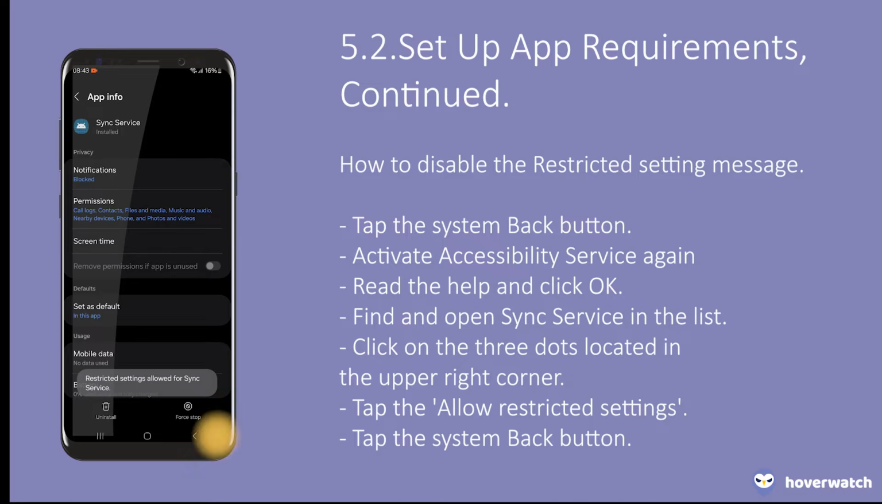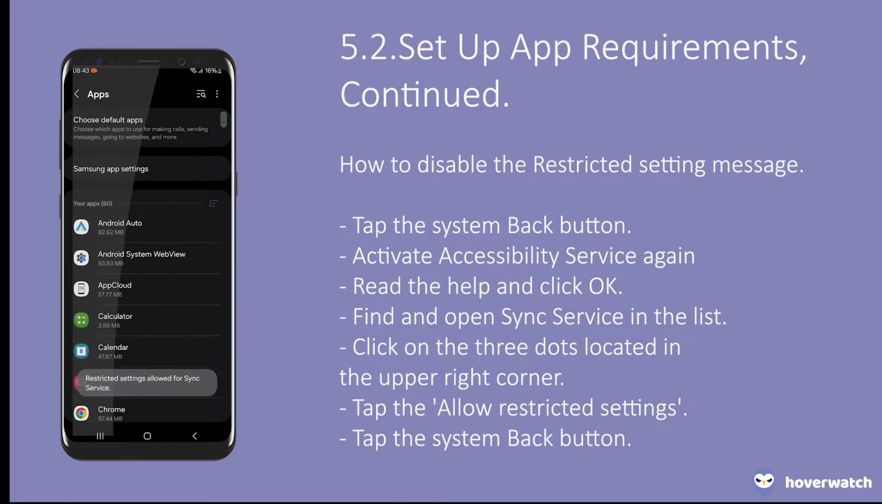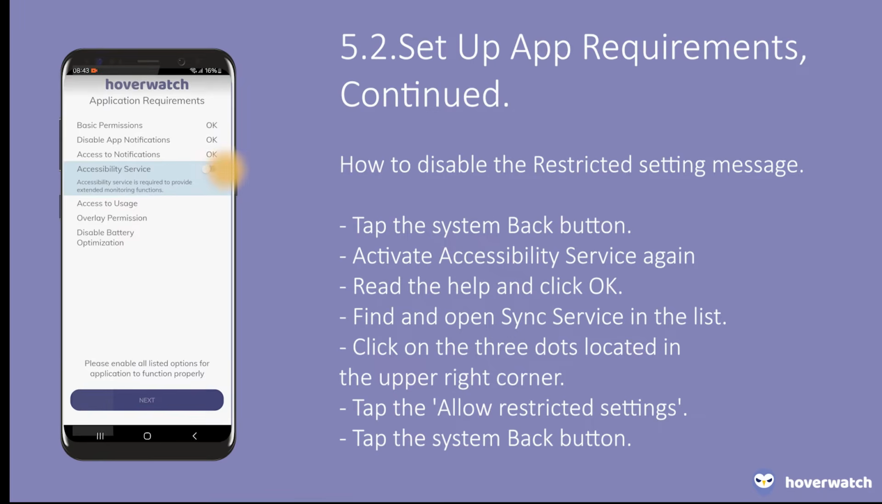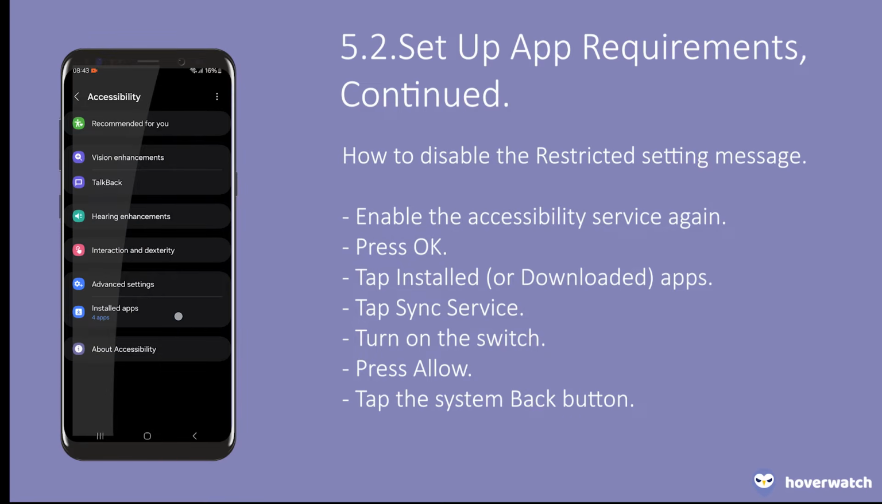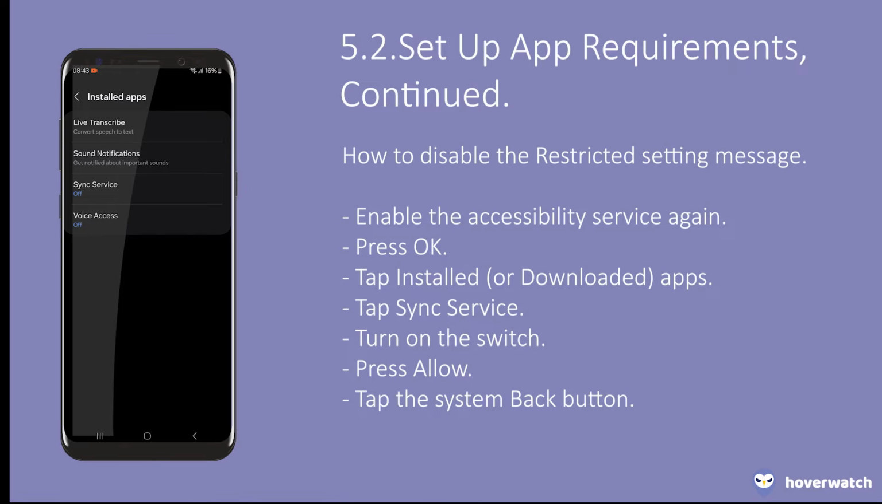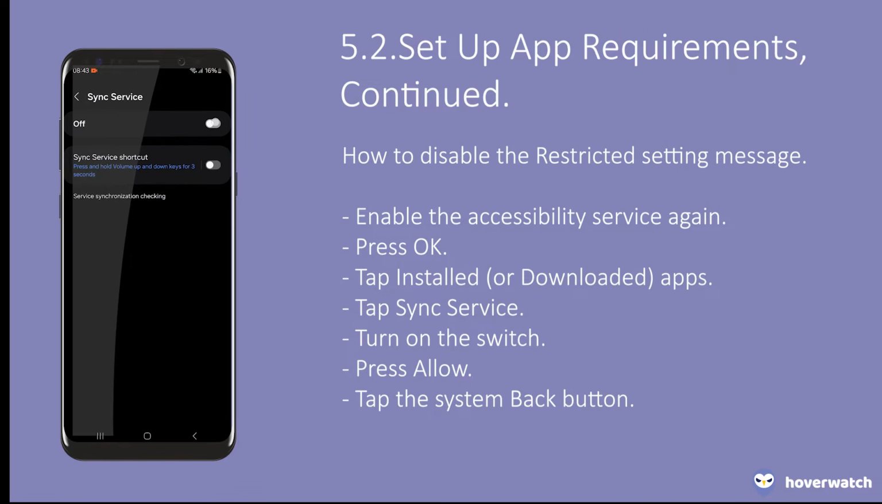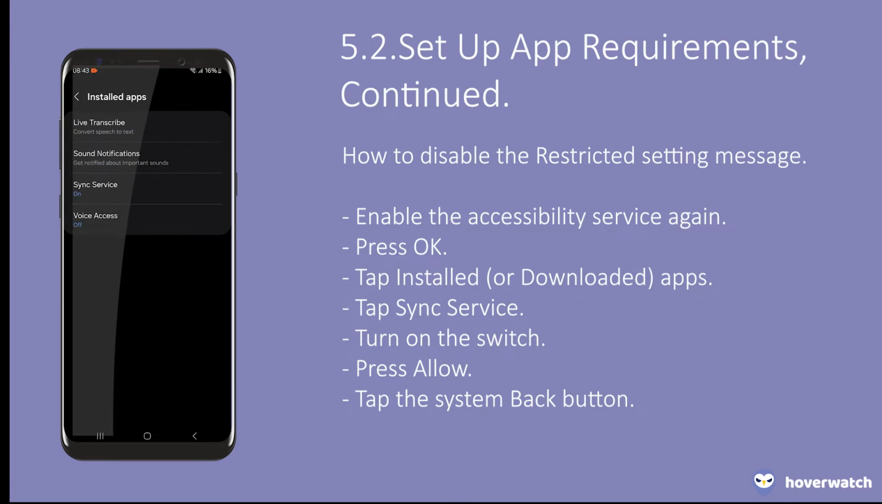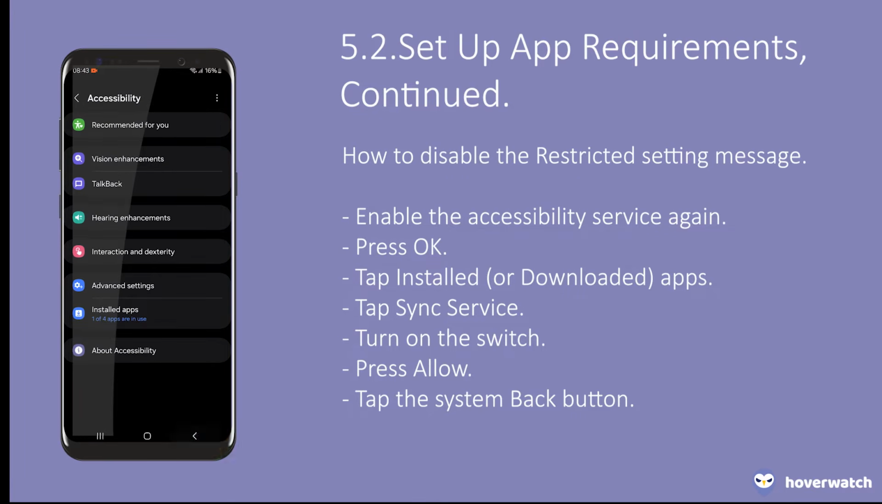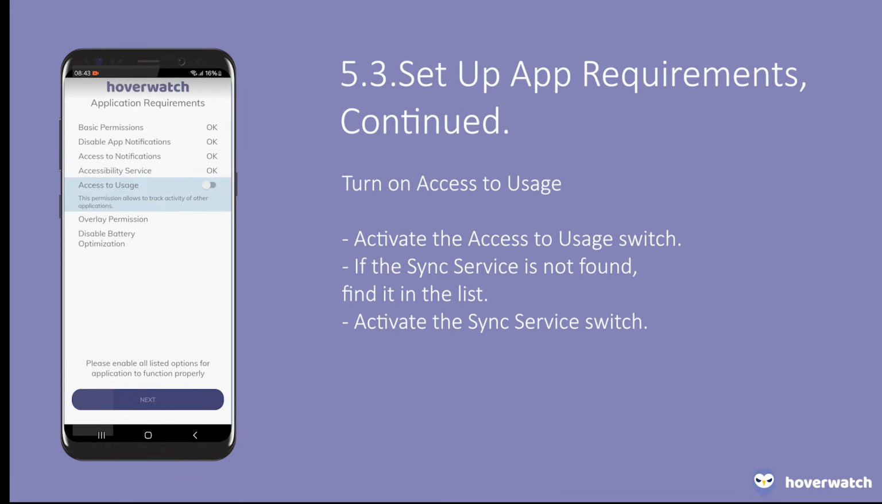Tap the System Back button. Press the Back button. Enable the accessibility service again. Press OK. Tap Installed, or Downloaded, apps. Tap Sync Service. Turn on the switch. Press Allow. Tap the System Back button. Now to turn on Access to Usage.